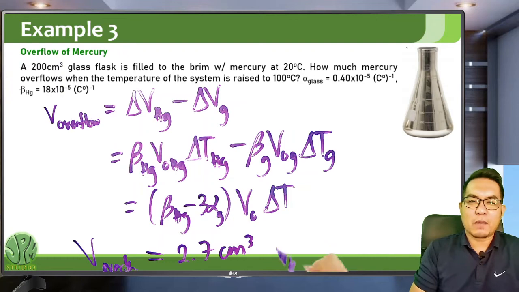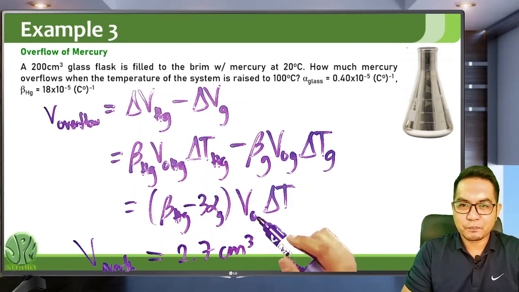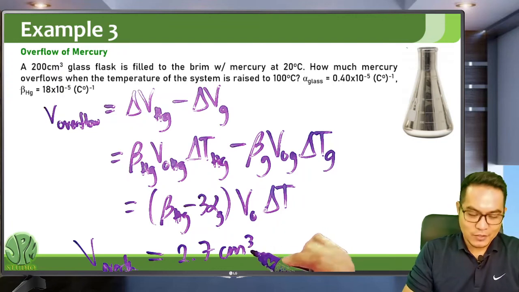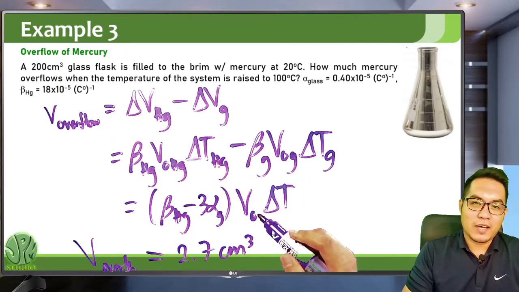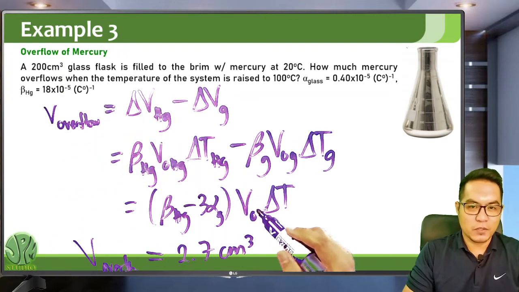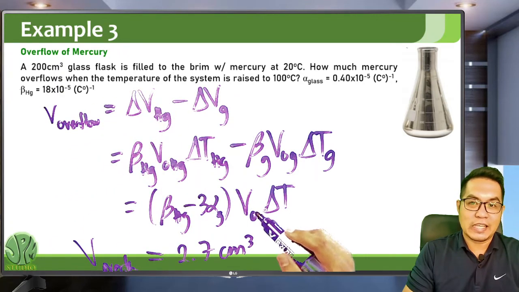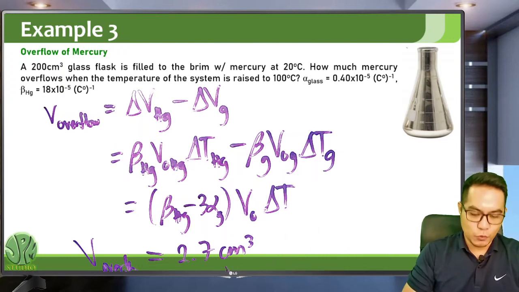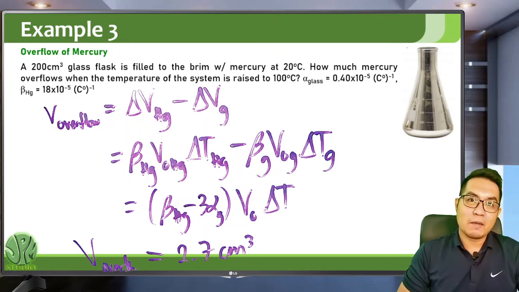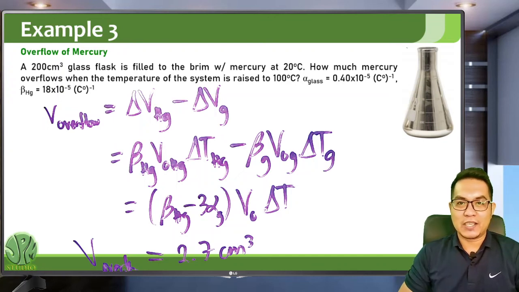So actually, in this problem, it's not necessary that you convert your volume to meter cube. You will have a very small answer. So I think you don't need to, unless it's specified in the problem that you use meter cube, standard units. But since it doesn't specify in the problem, you don't need to convert to meter cube. So centimeter cube is fine. So 2.7 centimeter cube, where centimeter cube or cc is 1 ml. So basically 2.7 milliliters of mercury will overflow.